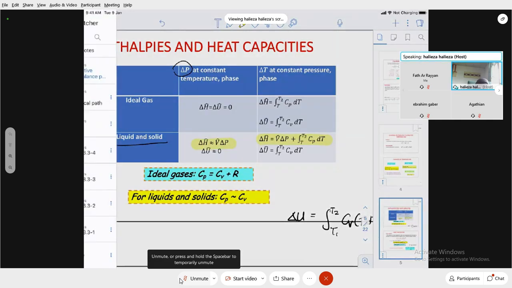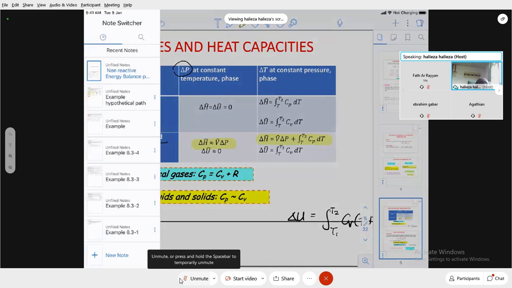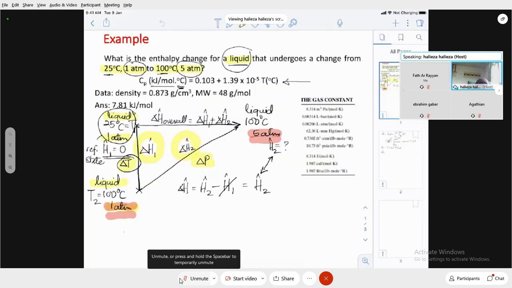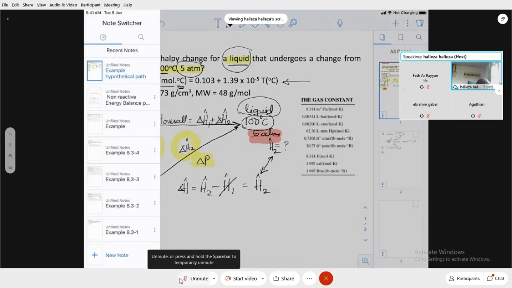Okay, let's look at the example. Your liquid, the starting point is, let me circle this, liquid, and you end up as liquid. Your temperature is 100 degrees C, and your temperature is also 100 degrees C. The only thing that changed is your pressure from 1 atm to 5 atm. Your phase is still the same. Your temperature is still the same. No change in phase, no change in temperature. It's only the pressure.